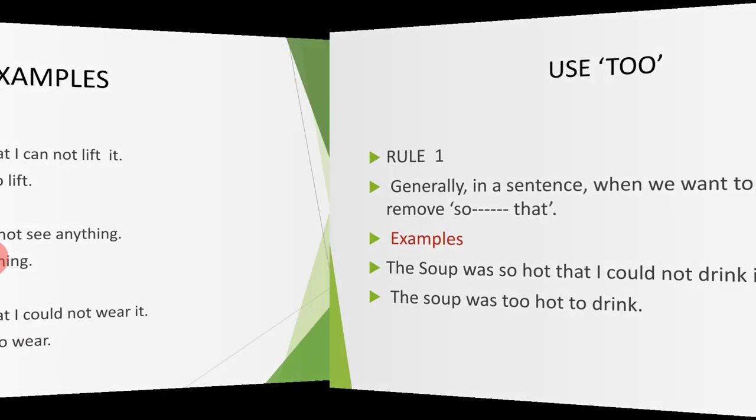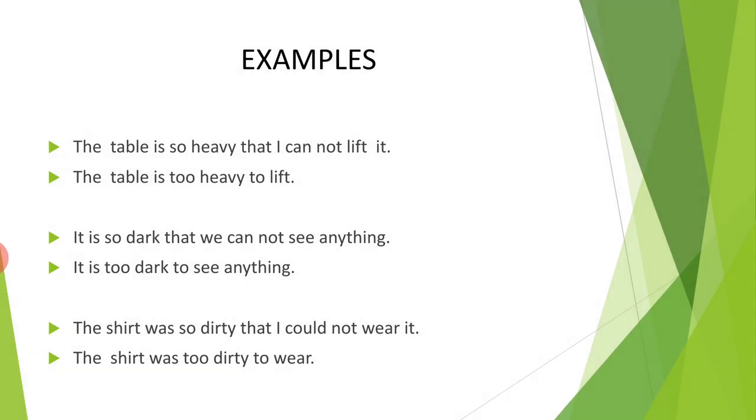Let's see another examples. The table is so heavy that I cannot lift it. The table is too heavy to lift. It is so dark that we cannot see anything. It is too dark to see anything. The shirt was so dirty that I could not wear it. The shirt was too dirty to wear. So this is how you have to change it vice versa.